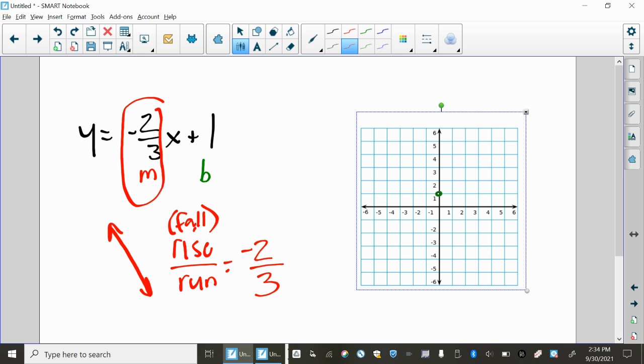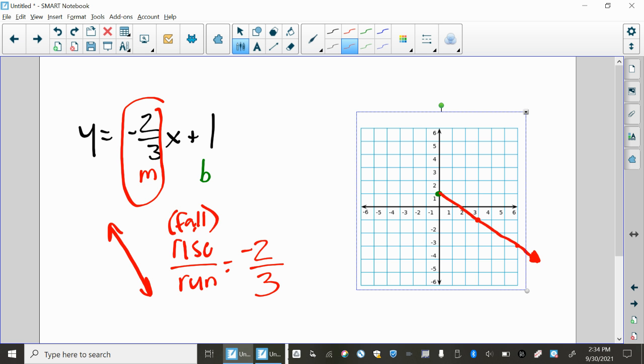So we'll go to our y-intercept, go down 2, 1, 2, and go to the right 3, 1, 2, 3. You should always go to the right first. Down 2 and 3 to the right. Now I'll just connect this to make sure I'm right. Is that line going down? Yes, and if you recall, lines with a negative slope go down or fall, so this is going down.